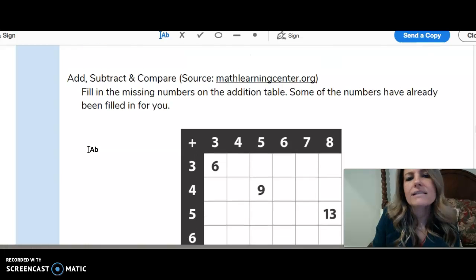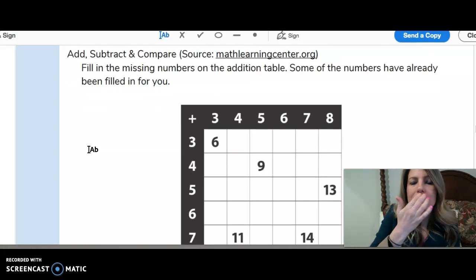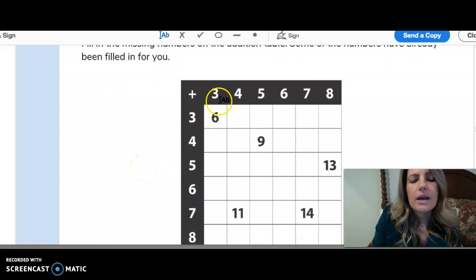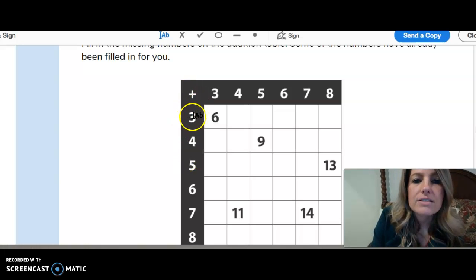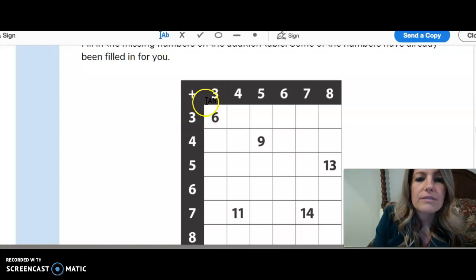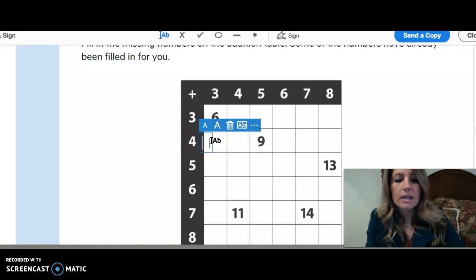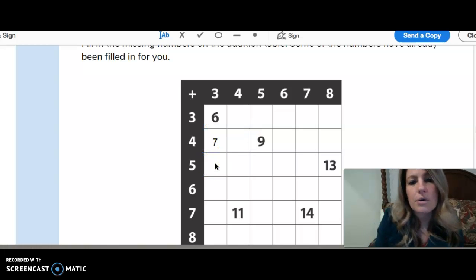All right, and our last problem that we have today is to fill out our addition table. An addition table is when you take a number from the top and a number from the side and you add them together. They started that with us. They took 3 plus 3, 3 from the top and 3 from the side, and that got us 6. Now let's take the 3 plus the 4. 4, 5, 6, 7. 4 plus 3 is 7, so that's going to go in the square.